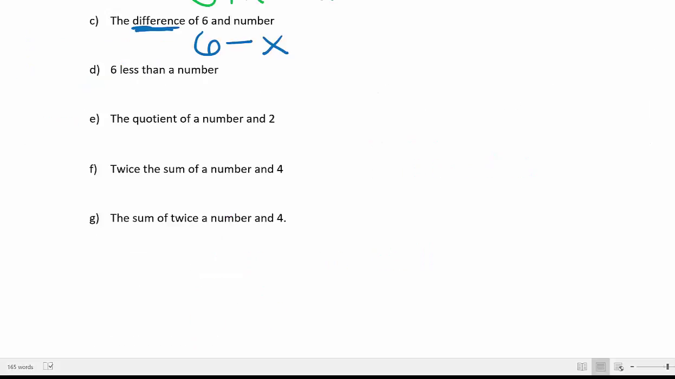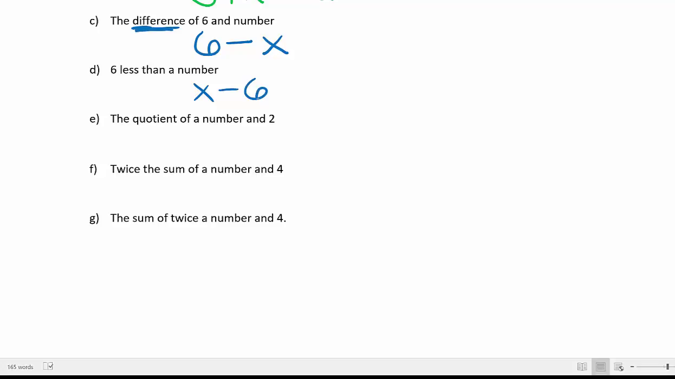However, 6 less than a number, less than still means subtraction, but these words, 6 less than a number, actually means that you're taking 6 away from that number. And so that actually changes the order. What I would write on my paper would have to be X minus 6. The 6 is being taken away from the number.